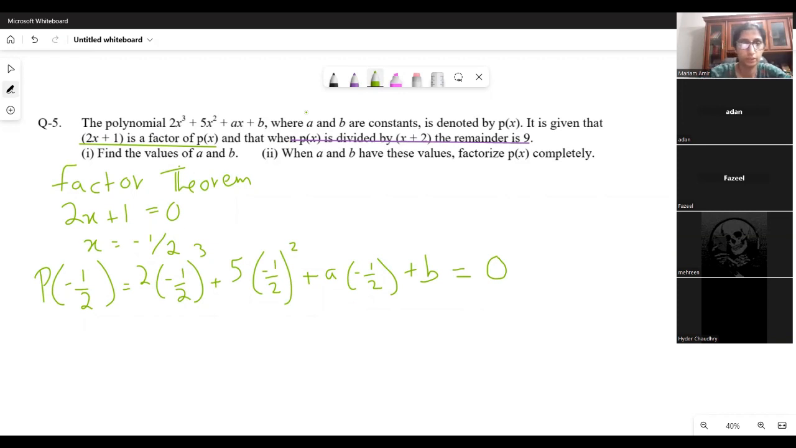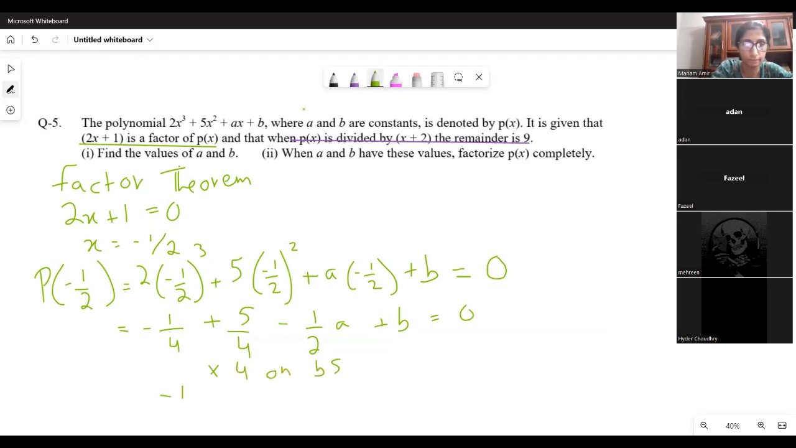Now let's simplify this and we'll get our first equation in terms of a and b. So this would be minus 1 by 4 plus 5 by 4 minus half a plus b is equals to 0. I'm multiplying 4 on both sides.